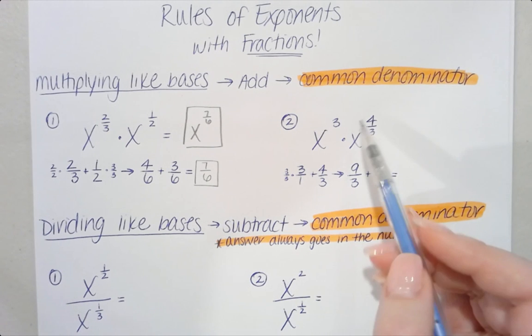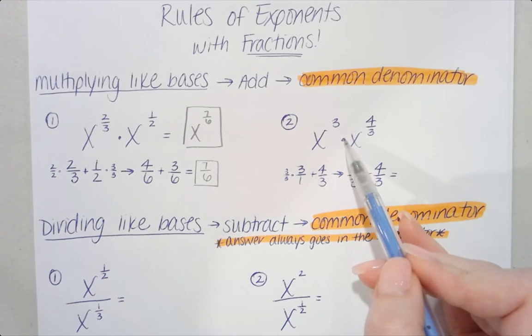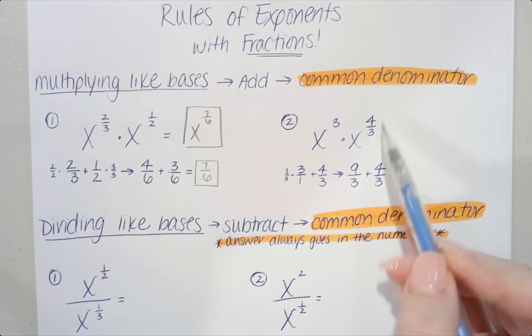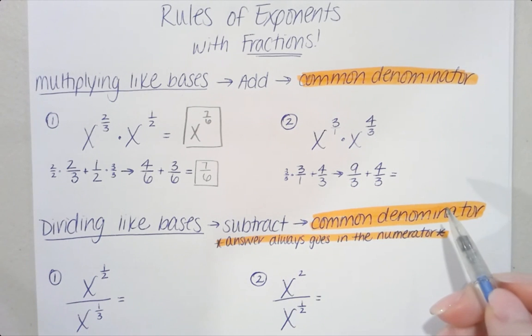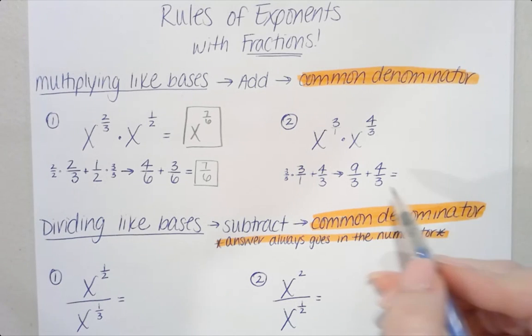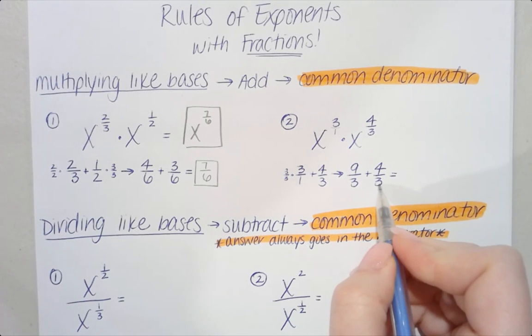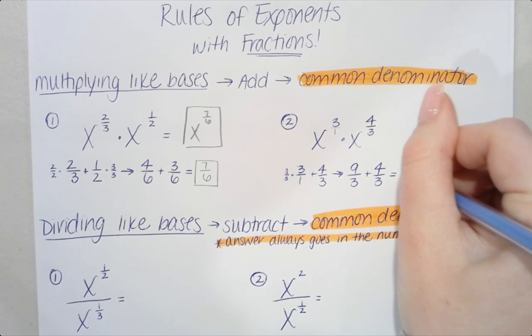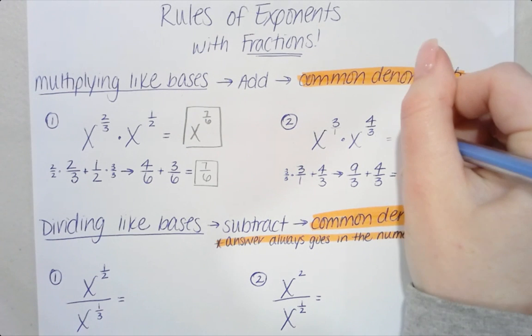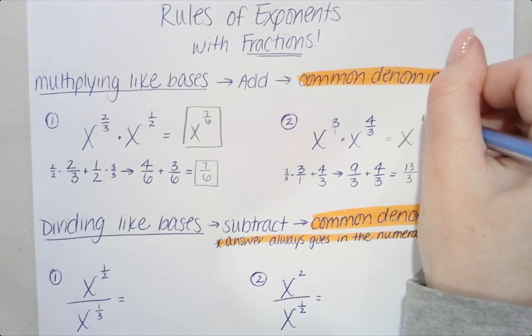Over here in my second example, I've got x to the third times x to the 4/3. If you notice, this one is not written as a fraction. I always like to write everything over 1 so that my eyes are not playing a trick on me. My common denominator is 3, and when I add them, 9/3 plus 4/3 is going to give me 13/3 as my final answer for my exponent of x.